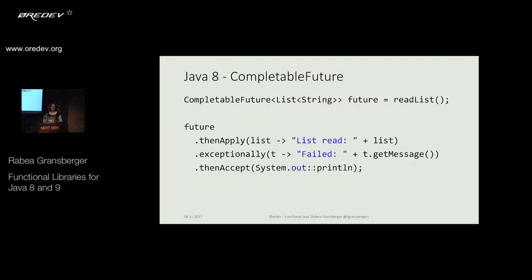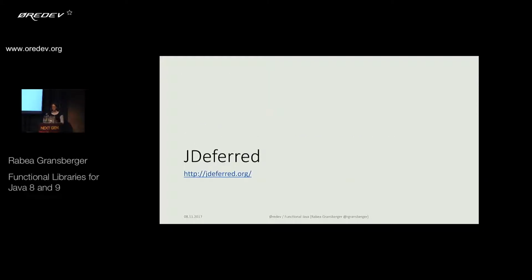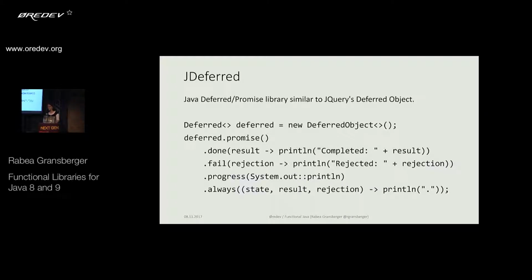But I still think it's kind of hard to use. The API is not really easy to understand. An alternative to that is JDeferred, which is like JavaScript's or jQuery's deferred objects. With a deferred object, I can do kind of the same. I register some different callbacks, but the names are easier to remember. When the calculation is done, I have a callback. When it fails, I can get the exception back. I have a callback for progress, for reporting, for example, the percentage of reading in a file. And I have an always as well.